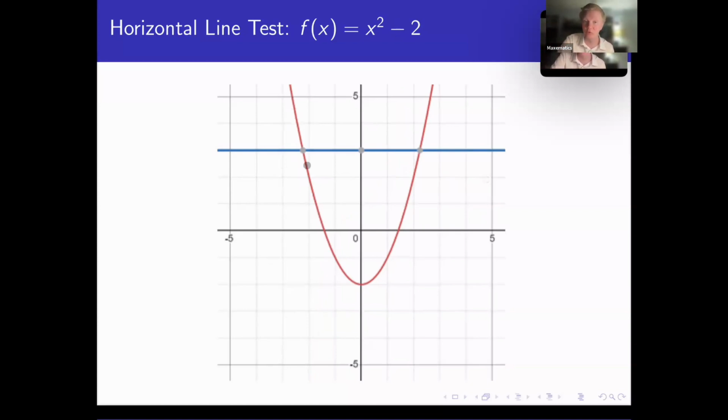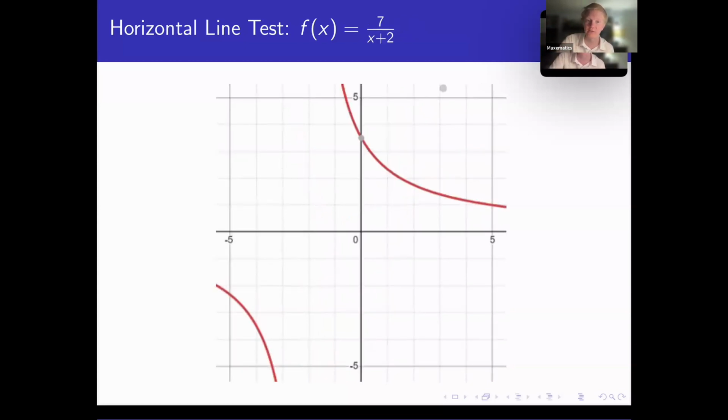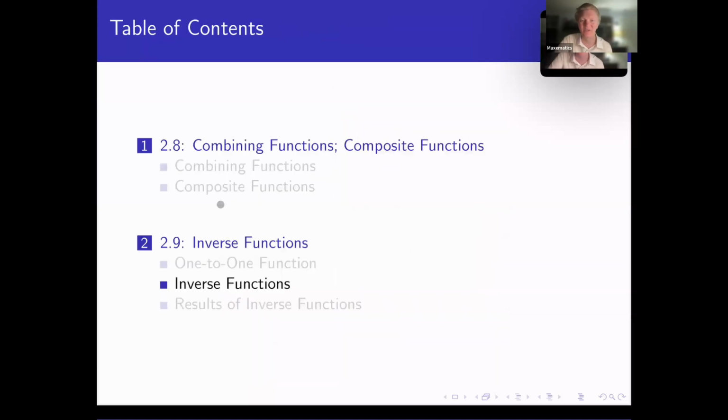Again, x squared minus 2 is a function. It passes the vertical line test, but just because it is a function doesn't mean it's necessarily a 1-to-1 function. And there's 7 over x plus 2. Rational functions we'll spend a little more time with in chapter 3, but the point is not quite anything of interest.